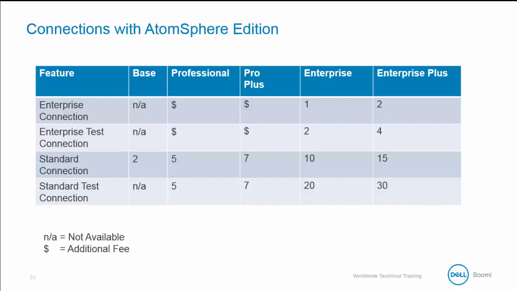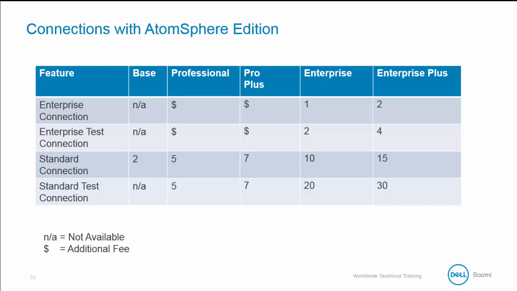As mentioned in the Boomi Essentials class, there are 5 different AtomSphere editions, which increase in both cost and features. Our editions are Base, Professional, Pro Plus, Enterprise, and Enterprise Plus, and each comes with connectors, and all but Base provides the ability to buy more connectors if needed. When you purchase Base, you get 2 standard connectors and that's it. When you purchase Professional, you get 5 standard and 5 test connectors. However, you have the ability to purchase Enterprise and Enterprise test connections.